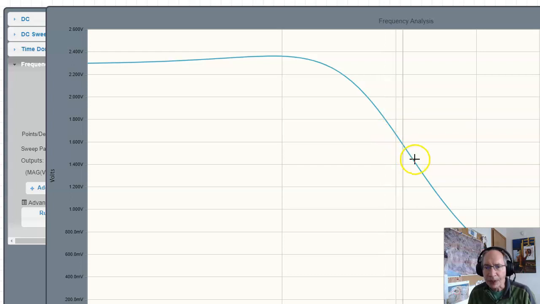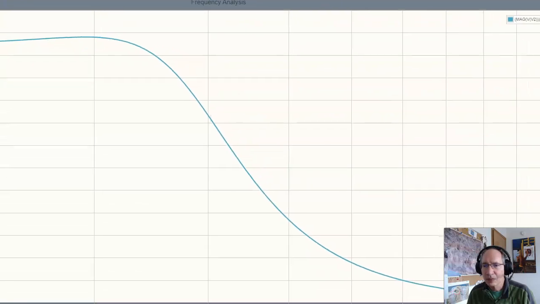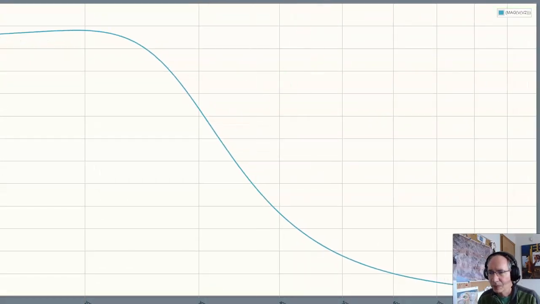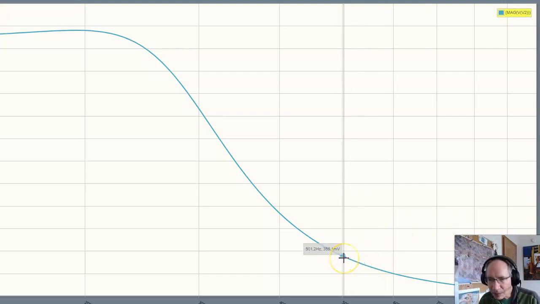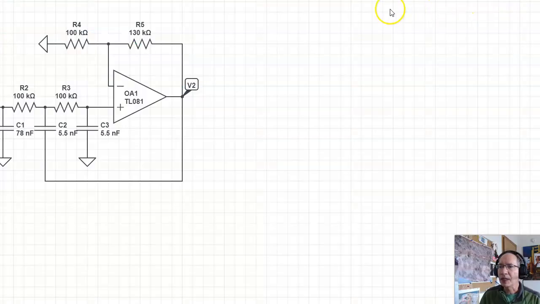If I go out to 500 hertz, where are you? 330. It'll be over here. At 500 hertz, there it is. Gain is 0.355. That's relative to DC. DC is 2.3, so dividing by DC, I get a weird number. Something's wrong with my calculator. Let's see. 0.355 divided by 2.3 is 0.154, which is less than 0.2. That works. That's one way to do it.